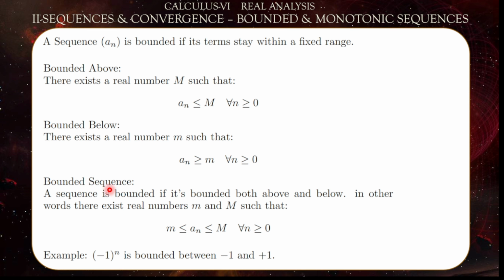Bounded sequence. A sequence is bounded if it's bounded both from above and below. In other words, there exist real numbers lowercase m and uppercase M such that an is greater than or equal to lowercase m, less than or equal to uppercase M for all values of n. So an keeps changing or varying between these two lower and upper bounds. It never crosses down or up between these two. As an example, minus 1 to the power of n is bounded between minus 1 and plus 1, despite the fact that it has no limit as we mentioned previously.